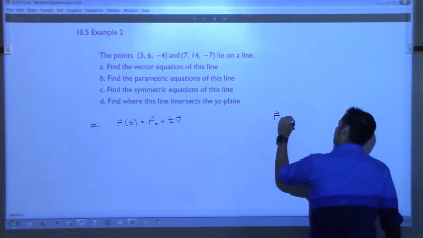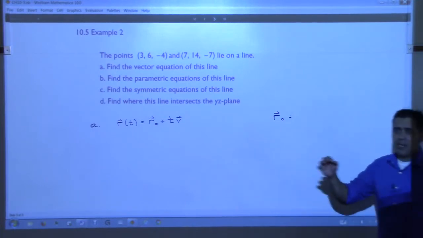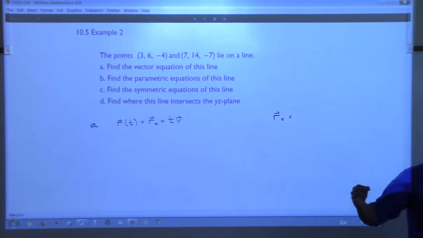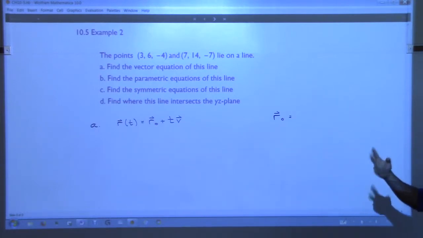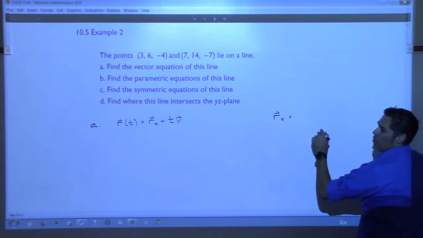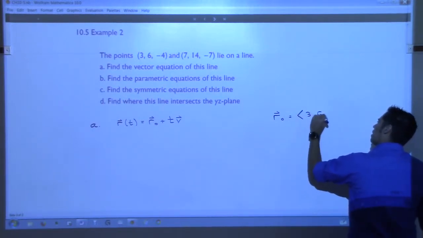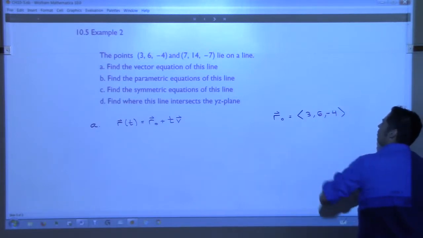For r naught just has to be a vector that corresponds to any point on the line. And we're given 2 points, right? So we can use either one. So I'm gonna write 3, 6, negative 4 as my r naught, but I'm gonna write it as a vector. 3, 6, negative 4. Boom. Okay, that's it.